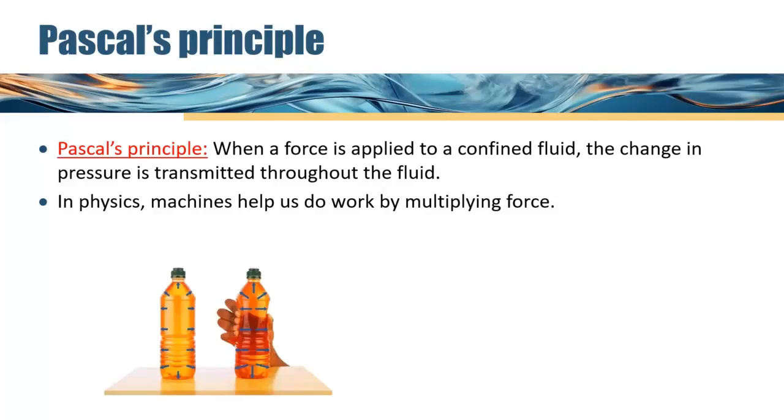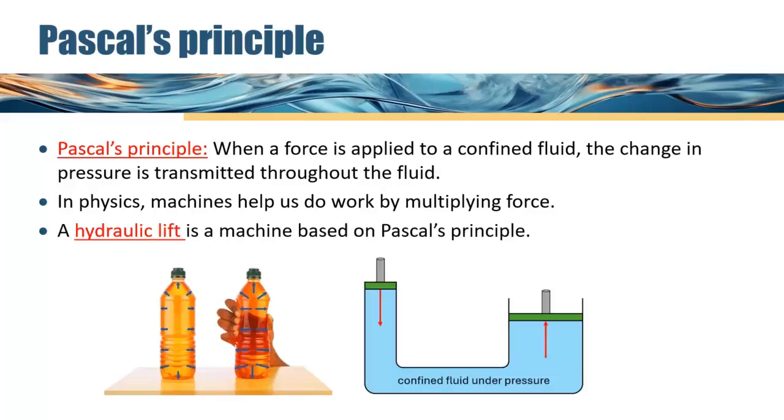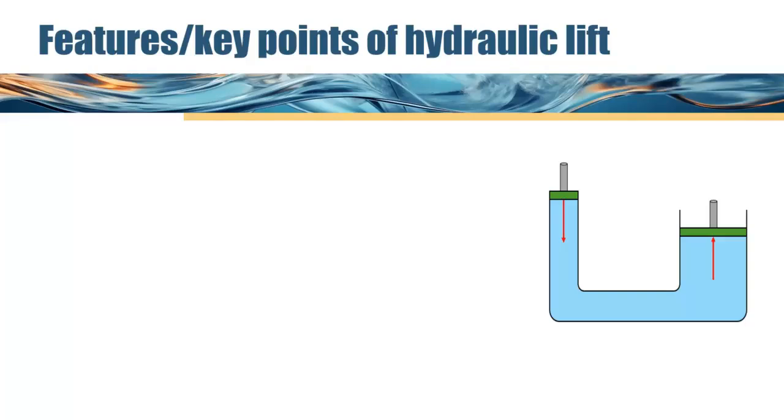In physics, machines help us do work by multiplying force. And a hydraulic lift is a machine that helps us do work by multiplying force that is based on Pascal's principle. Let's look at some of the key features and key points of a hydraulic lift.